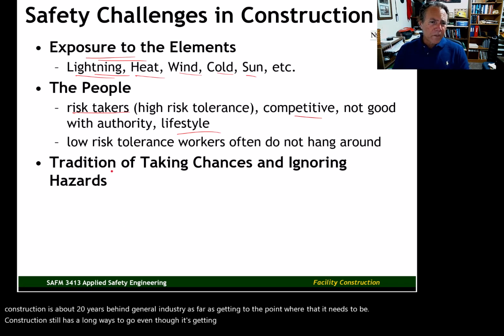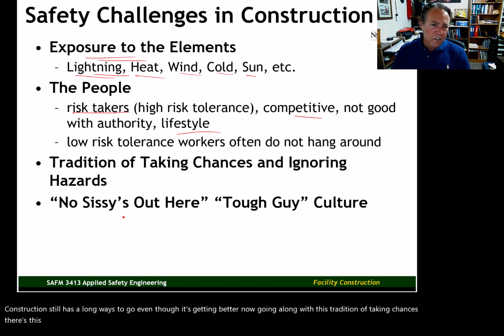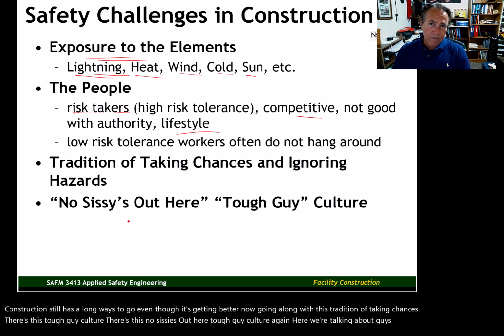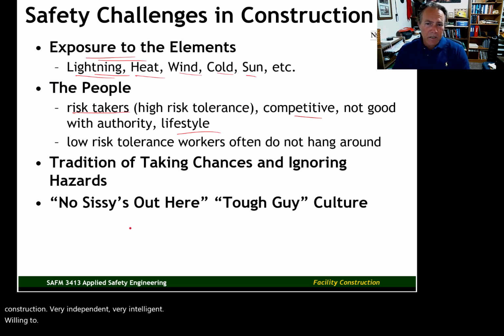Now, going along with this tradition of taking chances, there's this tough guy culture. There's this no sissies out here tough guy culture. Again, here we're talking about guys. Some of the toughest guys I've ever seen are women in construction. Very tough. You don't mess with them kind of women in construction. Very independent, very intelligent, willing to do what needs to be done to get the job done.